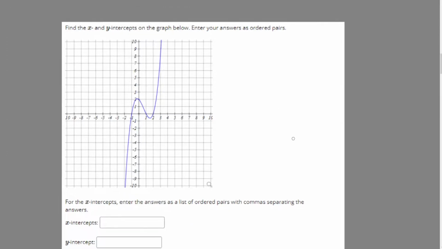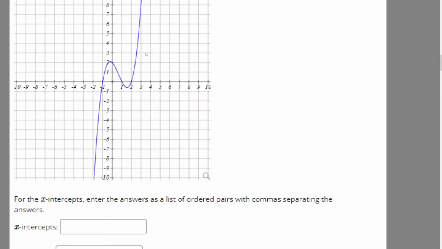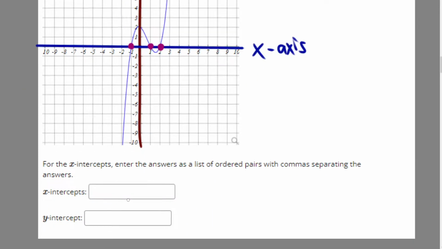Now this one is saying find the x and y intercepts on the graph below and enter your answers as ordered pairs. So this is our y-axis, and this is our x-axis. And when we're saying we want x-intercepts, we want to say, where on this line does x hit? And it will be 1, so -1.